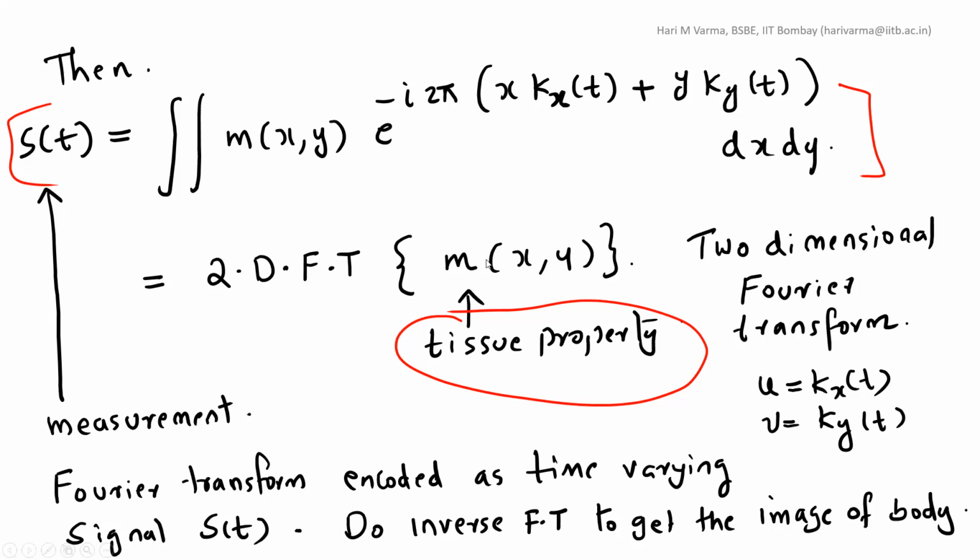Which is the most powerful thing that can happen. We are getting the 2D Fourier transform of the object from a time domain signal measurement. This is the time factor that is coming here, right? So this is the power of MRI. Now, what will you do with the 2D Fourier transform? Fine, you got it. What will you do?